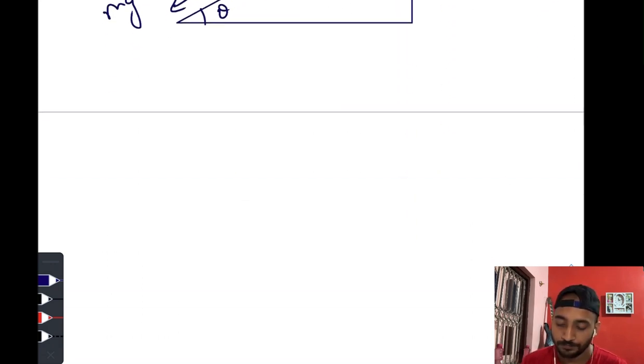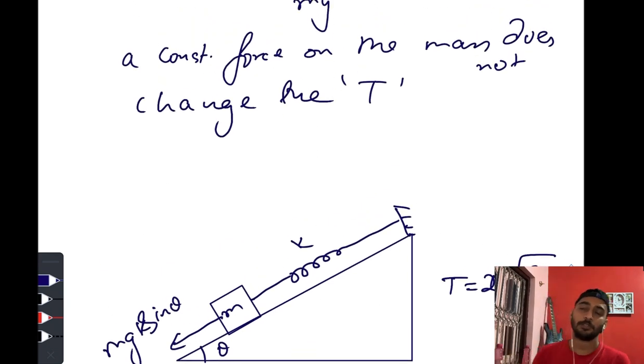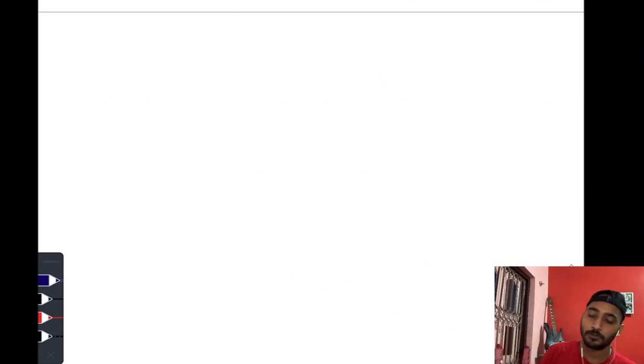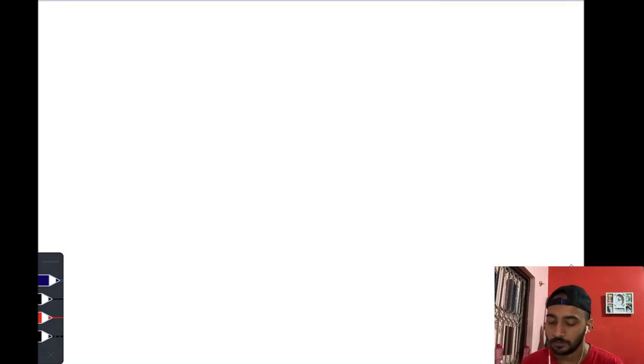Okay, now actually in SHM, finding out the time period is the most difficult section. Using energy equations is just a tool that we will be using to find out the time period. Sometimes in JEE people ask from energy relations also, but that part we have already studied in the work power energy section.